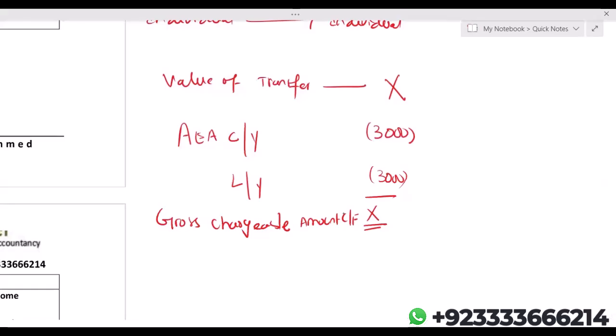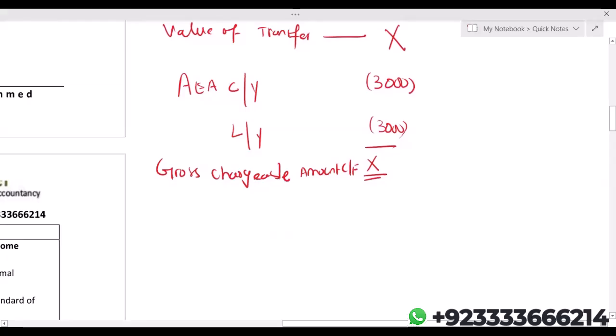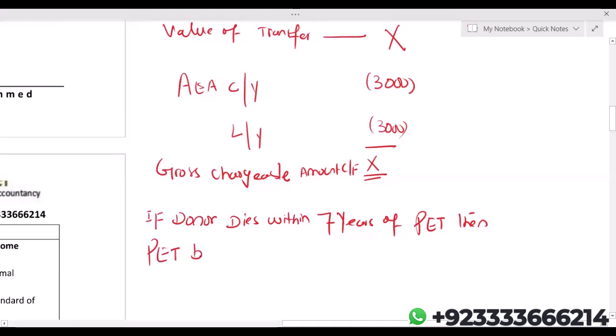Now, listen carefully. If the donor dies within 7 years of making the PET, then the PET becomes chargeable, and death tax applies.